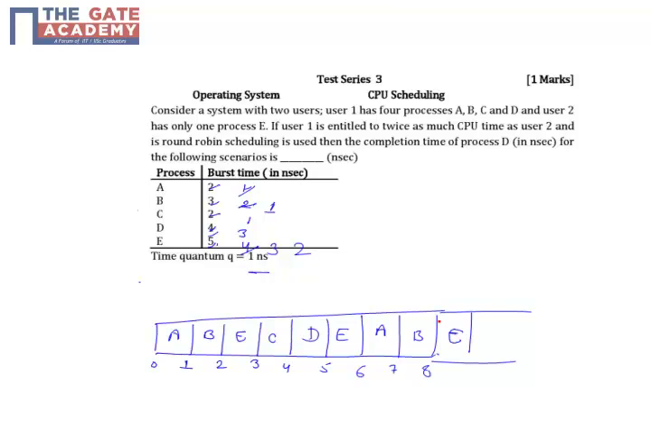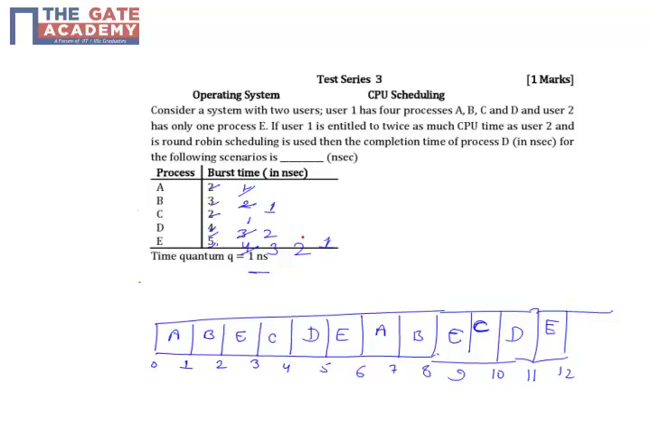After that again C and D will get their turn. C will remain nothing, D will remain up to 2. So up to 11 D will execute. After that again E will be executing up to 12, just because user 2 will get its turn. After executing E, it will be remaining 1 only.